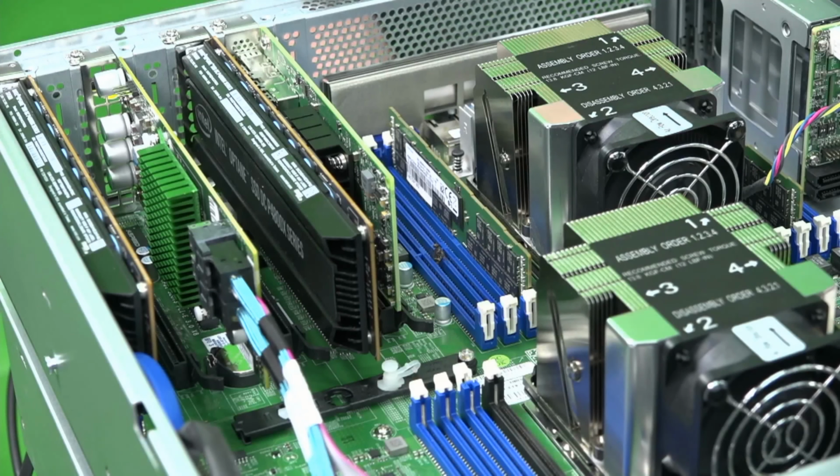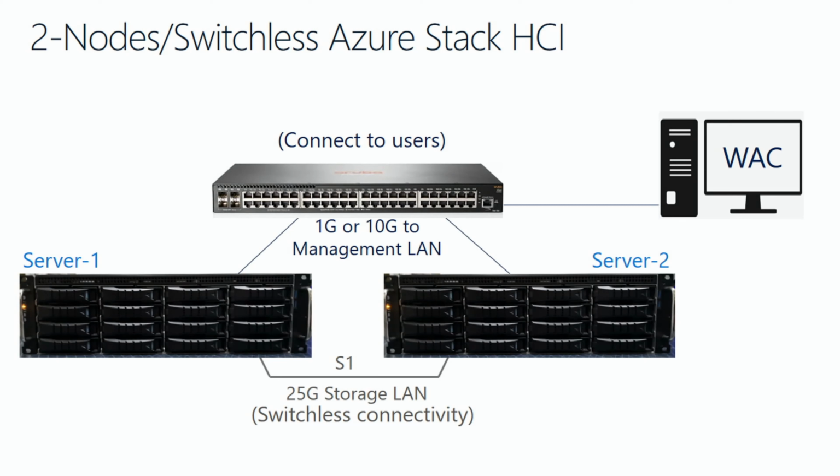So in this diagram, you can see between server 1 and server 2, there is an S1, a 25 GB Mellanox card, connecting to each other. This is a switchless connectivity because we do not connect this particular card to any switch. We are just connecting from server 1 to server 2 directly. This will form a direct connection between the two servers, and whatever you write on one server will be synchronized and updated directly to the next server.